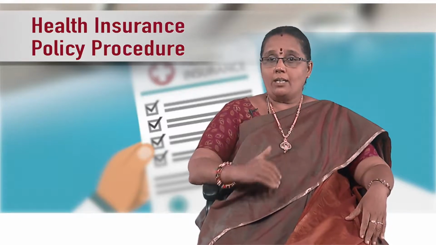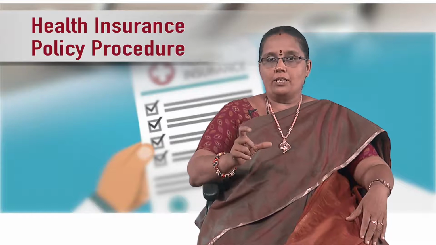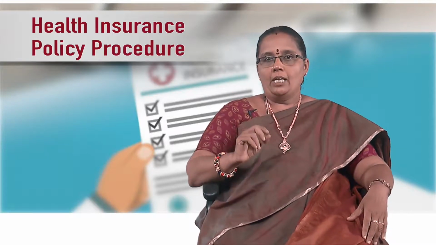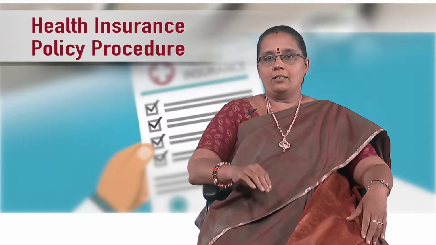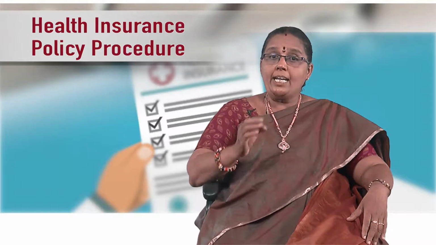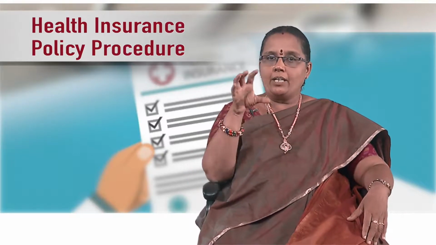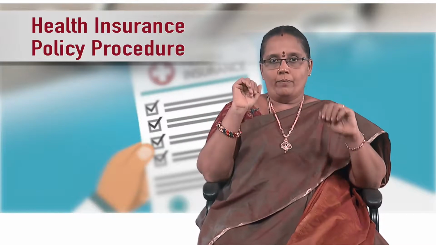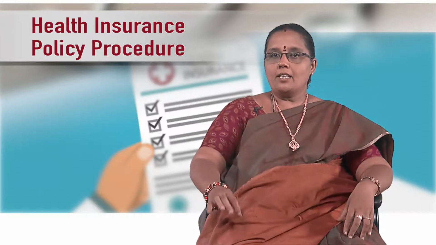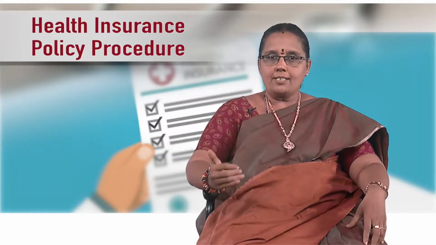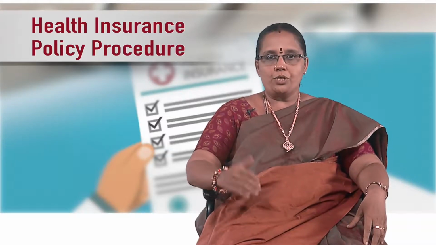The third one is the sum insured. This is very important, the amount for which you have insured under the policy, person or peril wise. The next one is the period of insurance. That is very, very important. How many years you have insured. Then the perils covered and exclusions.